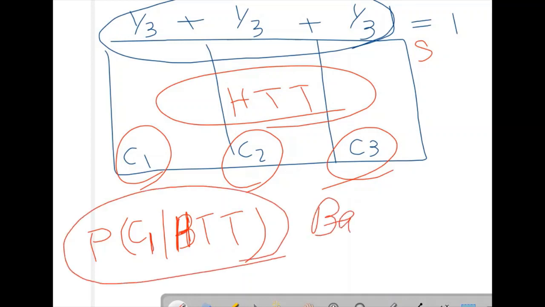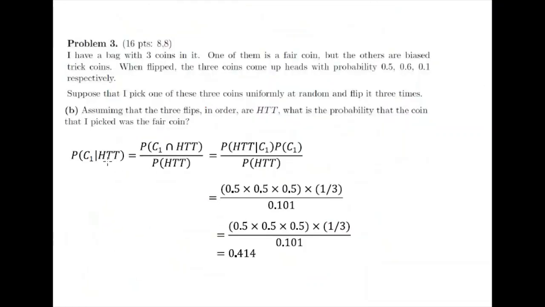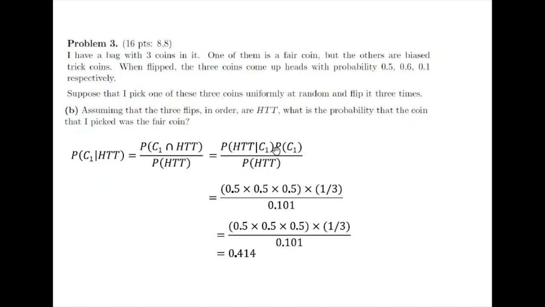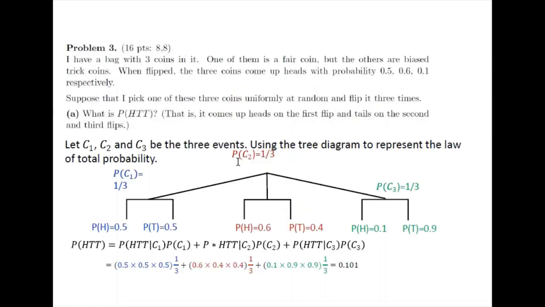It's the Bayes theorem. It's the probability of C1 intersection HTT divided by the probability of HTT. We already have the probability of HTT. We could obtain it by using the law of total probability. But in the numerator, we have C1 intersection HTT, and according to the Bayes formula, it is the probability of C1 multiplied by the probability of HTT, given that C1 has been picked. So you can see it here.